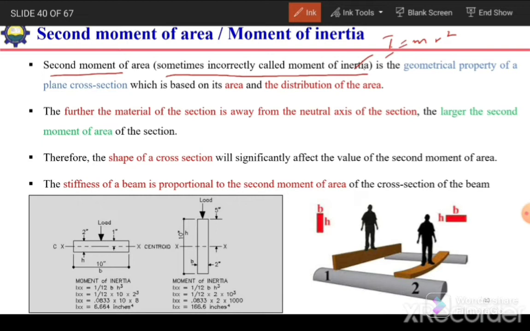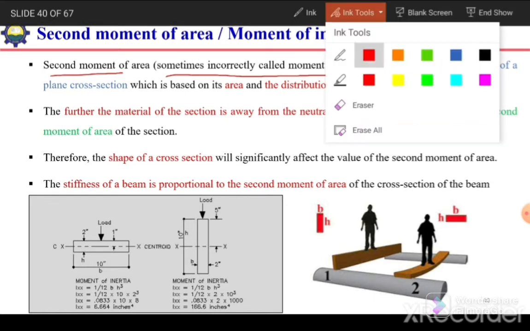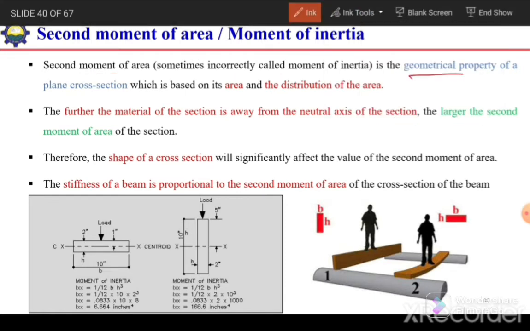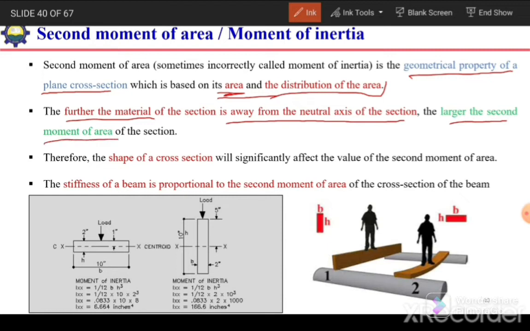But the second moment of area is not the same as moment of inertia. It is actually the second moment of area. It is a geometrical property of a plane cross section, based on area as well as its distribution. So what does it mean? The further the material of a section is away from the neutral axis of the section, the larger will be the second moment of area.